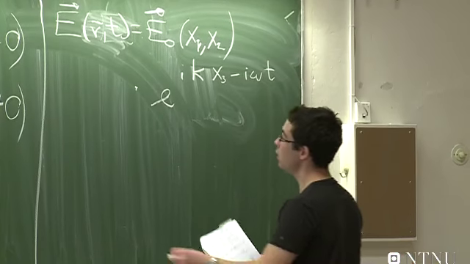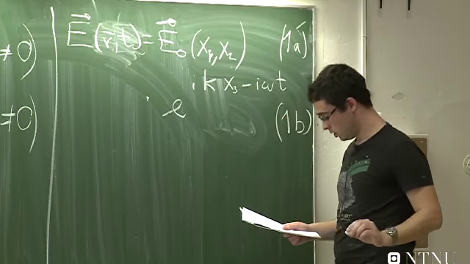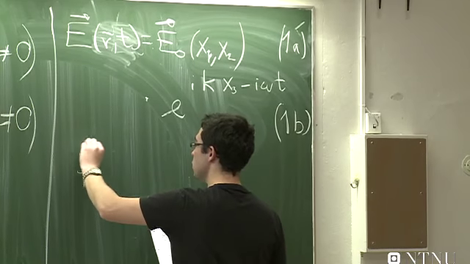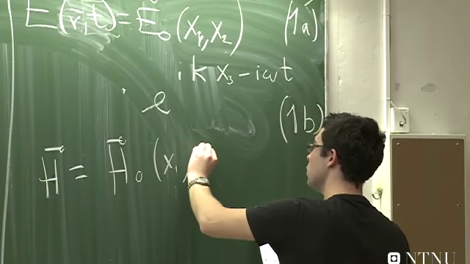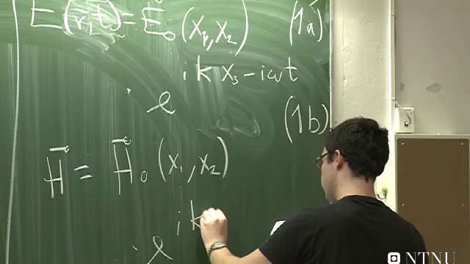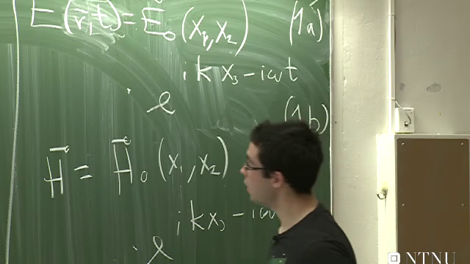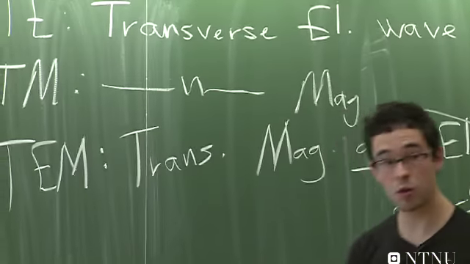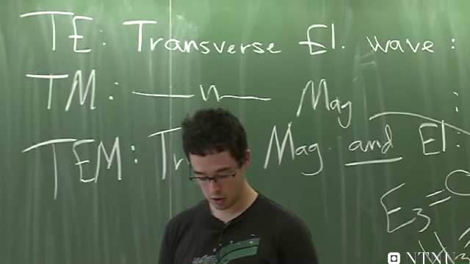So if I call this equation 1a, it should be obvious to you by now that I will also have a magnetic field. So I write this as H equal to H naught times the same exponential. And this suggested solution of mine will have to satisfy the Maxwell equations, or equivalently the wave equation, and the boundary conditions.